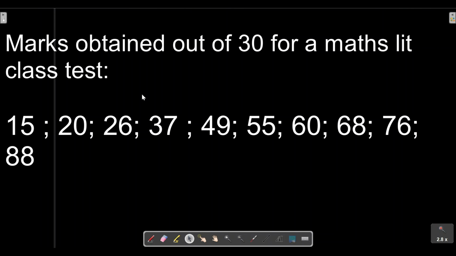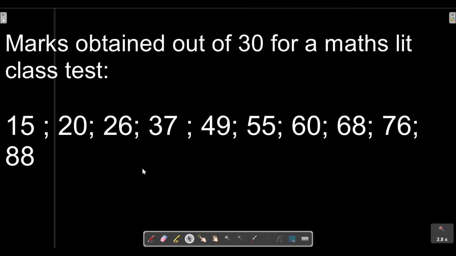So if I said to you, let's draw a box and whisker diagram that represents the five number summary for this set of data, what would we do? The first thing we'd have to do is look at the data given to us and first make sure that it is in ascending order, from the lowest value to the highest value.